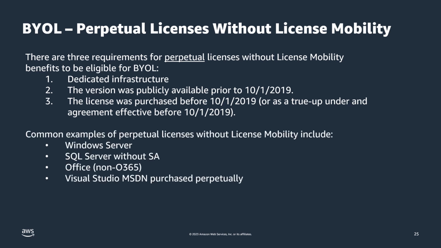Common examples of perpetual licenses without license mobility include Windows Server, SQL Server without software assurance, non-O365 Office, and Visual Studio MSDN when purchased under those perpetual agreements. Again, that's the dev test non-production product, MSDN.